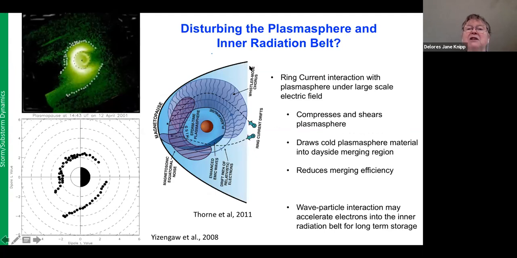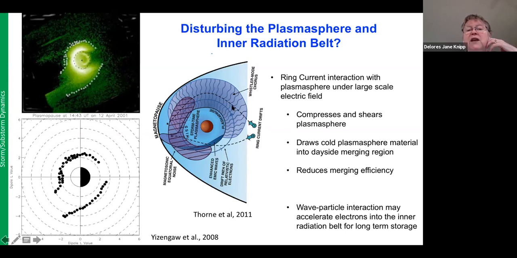If I now look at the inner magnetosphere, there is a place where ring current ions start to drift, and these are the electrons over here, they start to drift over towards dawn. They have the ability to interact and actually create waves with which they then interact more.